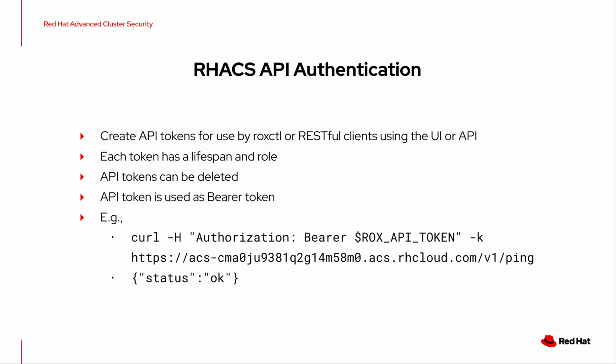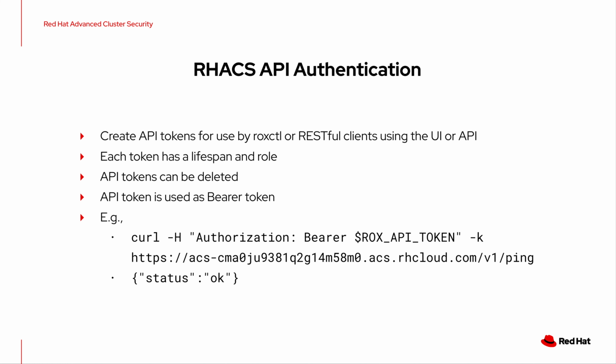You can use the UI to create these. You can actually use the API to create them as long as you already have some level of permission to create tokens. Every token has a lifespan. If you don't specify one, it'll be 1 year by default. And the role must be specified as part of creating that API token. You can use a built-in role. You can use a custom role. Good practice here is least privilege.